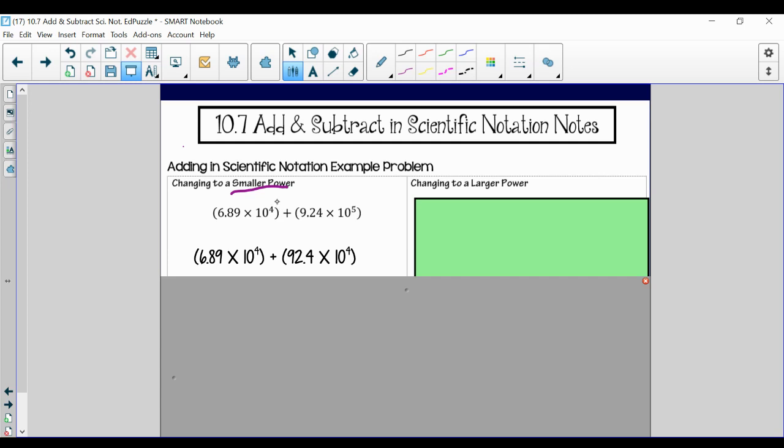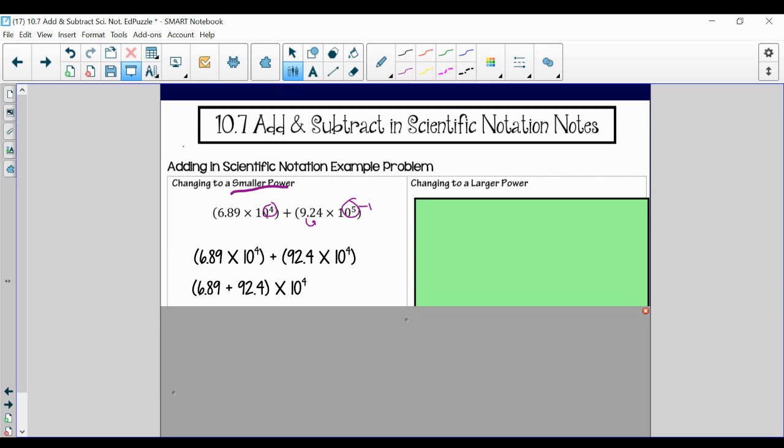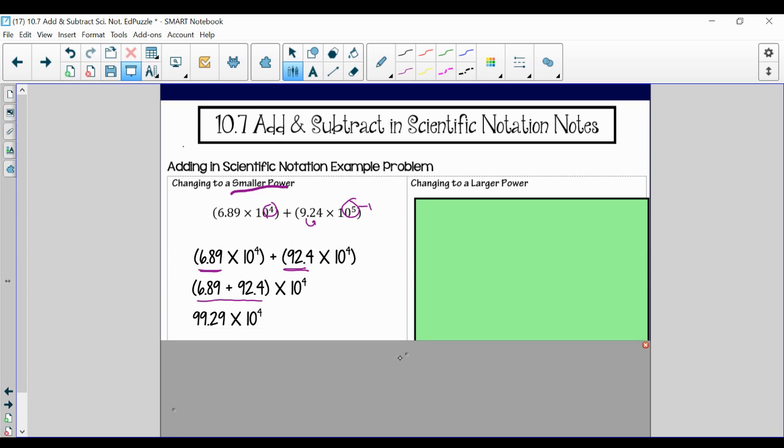So here we have this power of 10 is 4 and this is 5. So I went ahead and brought everything to the fourth power. So in order to do that, I had to multiply by 10 here, which would take away 1. So now I have both of my numbers with a power of 10 of 4. Now we can add them. So what we essentially did is lined up those place values so we could add. So we take the factors and we add them together. And we get 99.29.